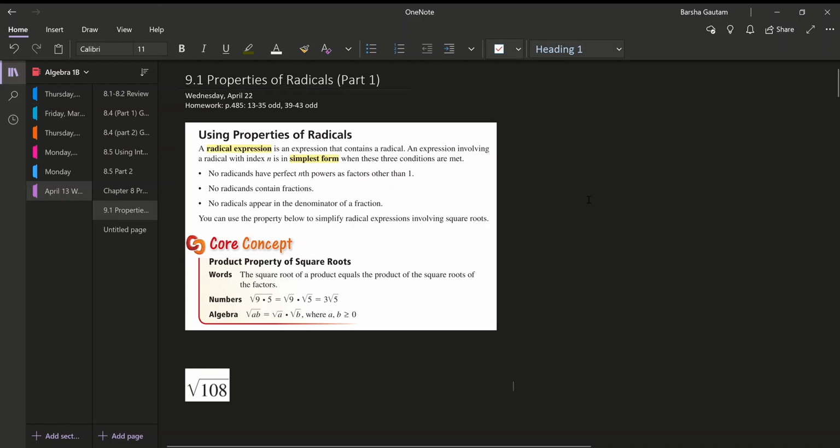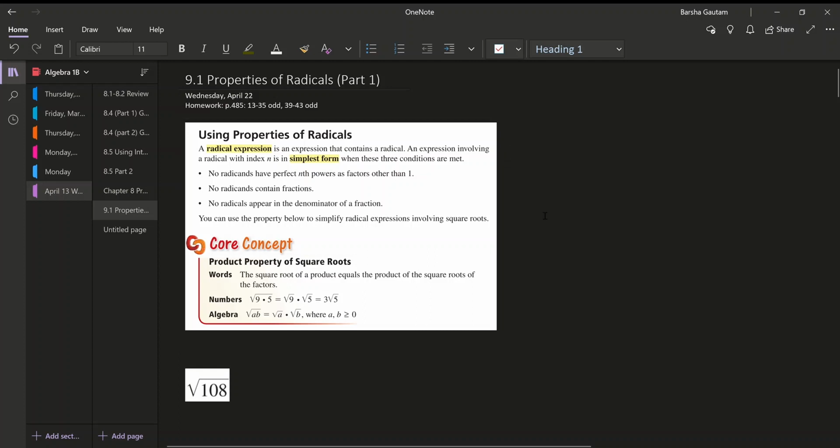It's really important. It talks about using properties of radicals. A radical expression is an expression that contains a radical. An expression involving a radical with an index n is in its simplest form when these three conditions are met. No radicands have perfect nth powers as factors other than 1. No radicands contain fractions, and no radicals appear in the denominator of a fraction. You can use the property below to simplify radical expressions involving square roots.